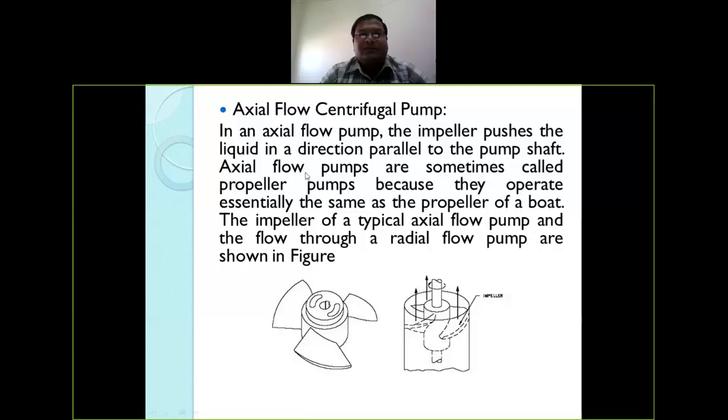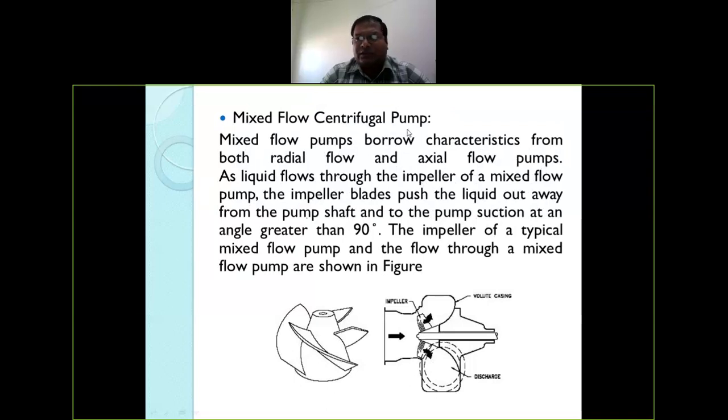Then the mixed flow centrifugal pump. Mixed flow pumps borrow characteristics from both radial flow and axial flow pumps. As liquid flows through the impeller of a mixed flow pump, what will happen? The impeller blade pulls the liquid out away from the pump shaft and to the pump suction at an angle greater than 90 degrees. So this is a typical diagram of the mixed flow centrifugal pump. It has both the characteristics of radial flow and axial flow.